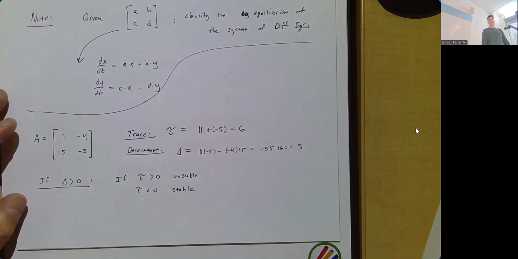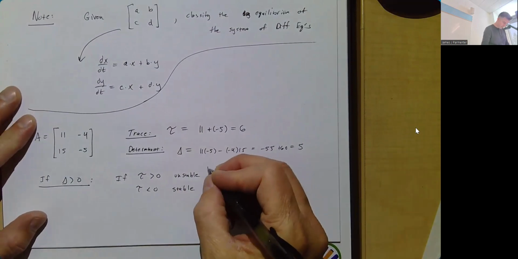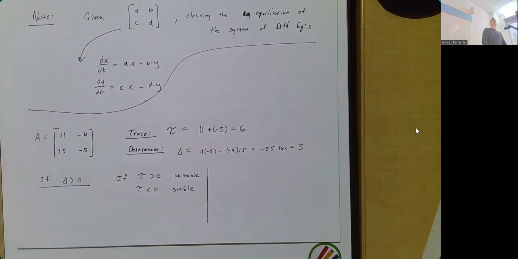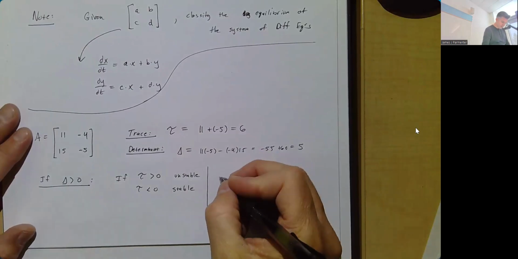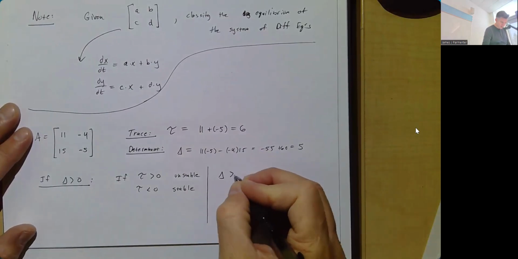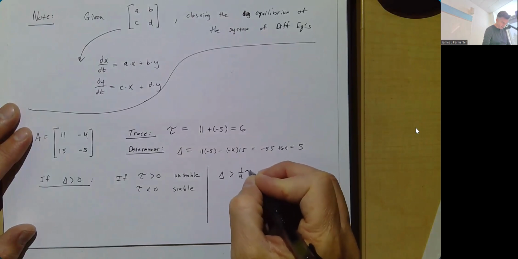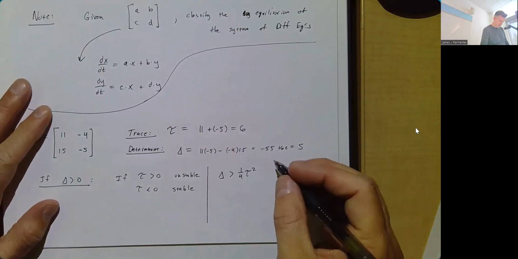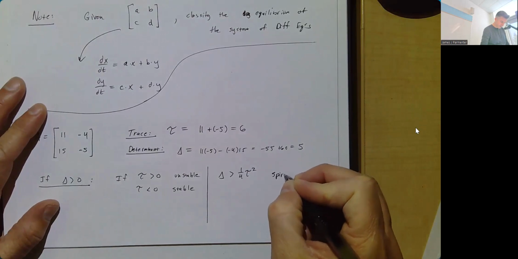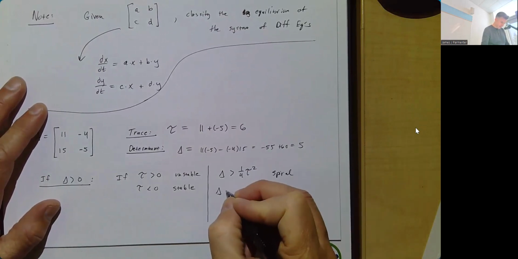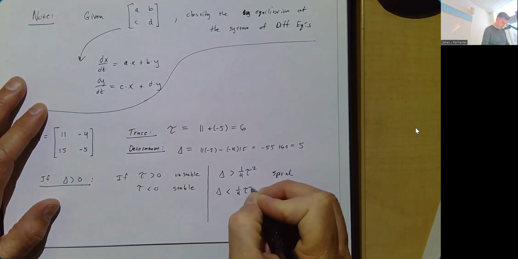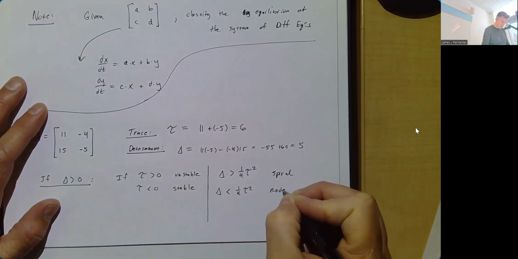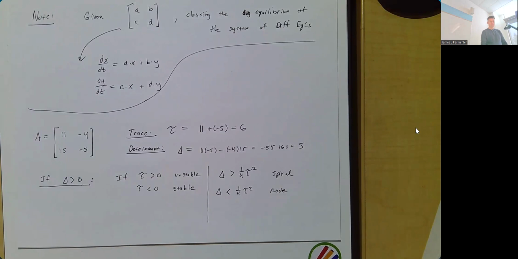Then, and here's the other part that's kind of weird, you have to compare. If the determinant is bigger than 1/4 the trace squared, then it's a spiral. If the determinant is less than 1/4 the trace squared, it's a node. That's it. That is literally it.